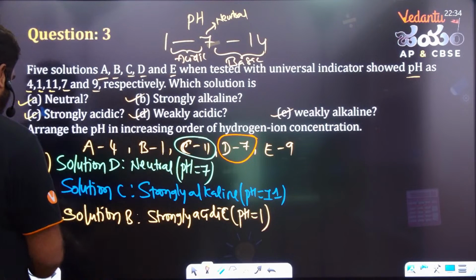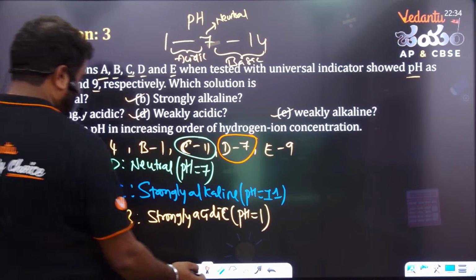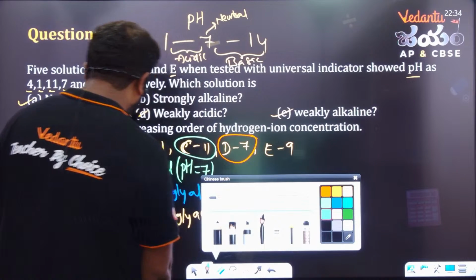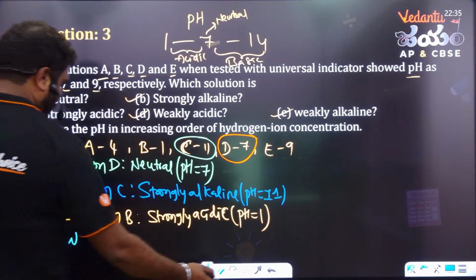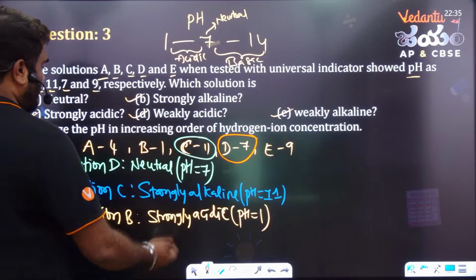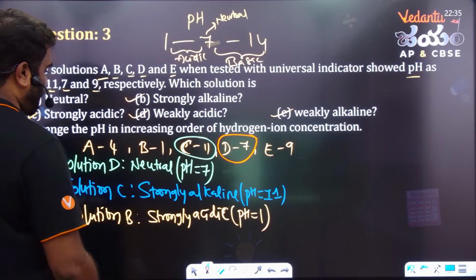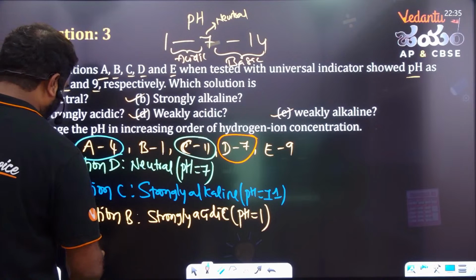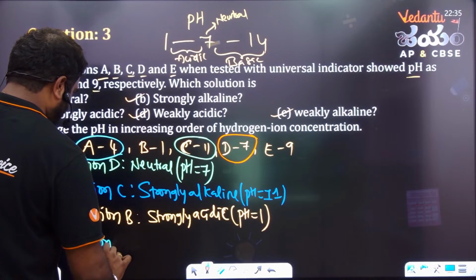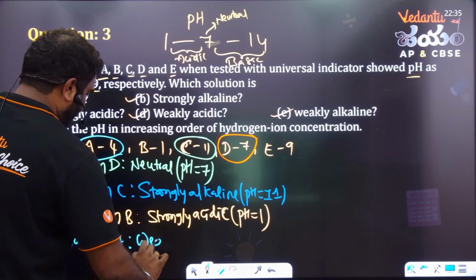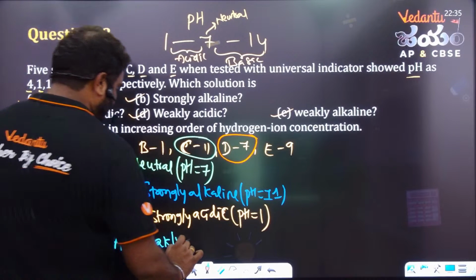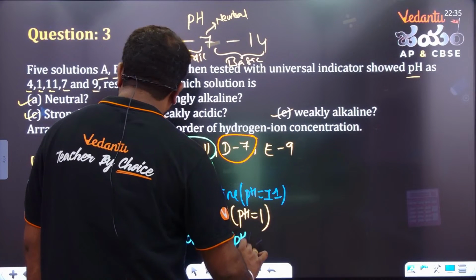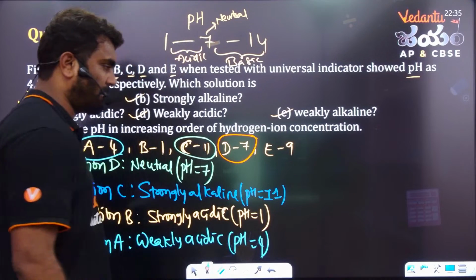Next, D, weakly acidic. Weakly acidic is also near to the green, right? I am taking blue color. Weakly acidic means the value is near to 4, since 7 is neutral. So solution A is weakly acidic, and the pH is equal to 4.